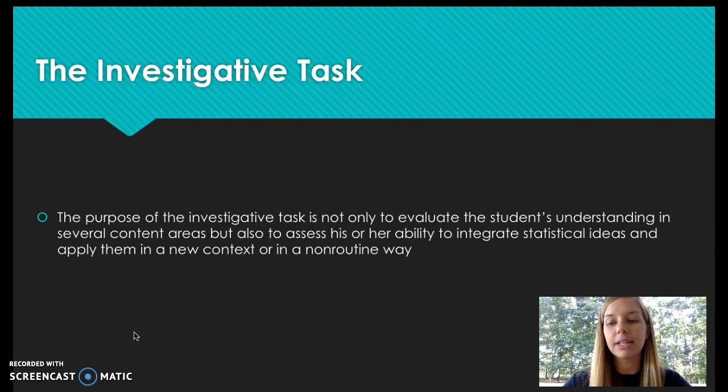But here's the hard part. If you read what I have on the screen here, it says to show the ability to integrate statistical ideas and apply them in a new context or a non-routine way. Basically, what this means is I can't prepare you for question number 6. I can't tell you what it's going to be.